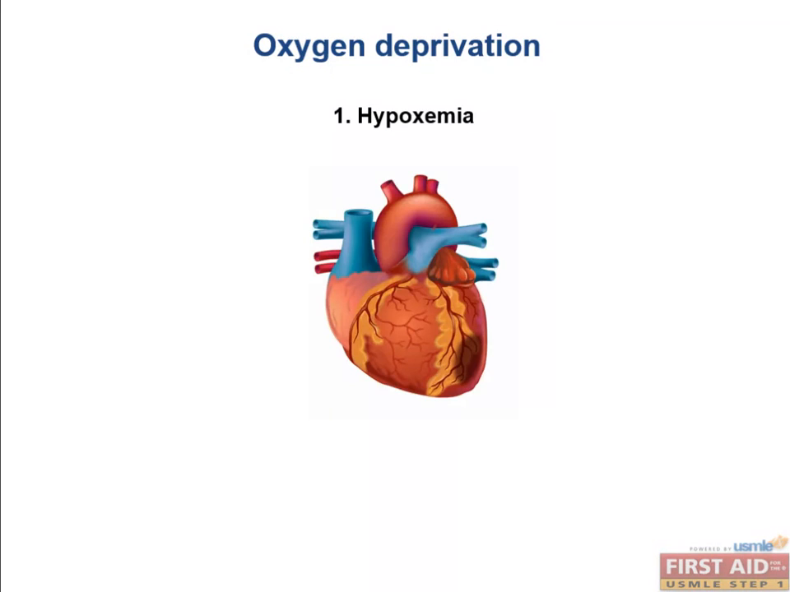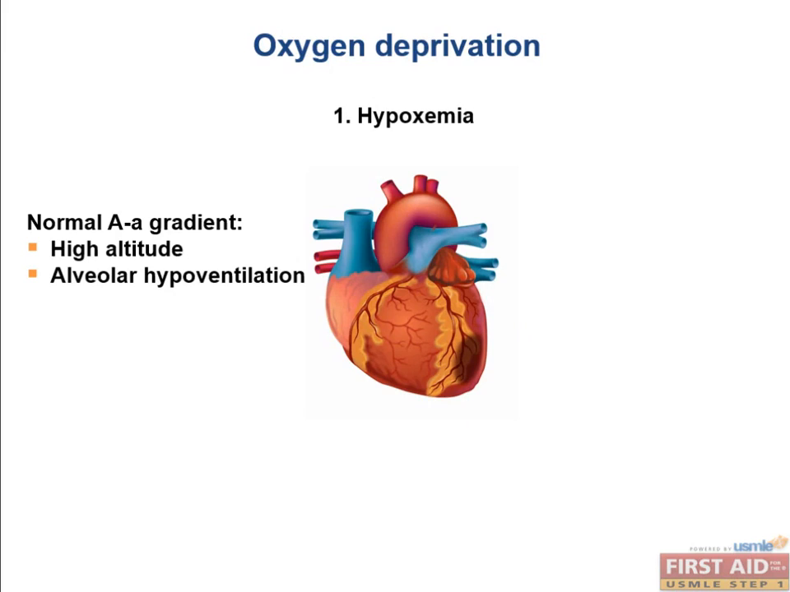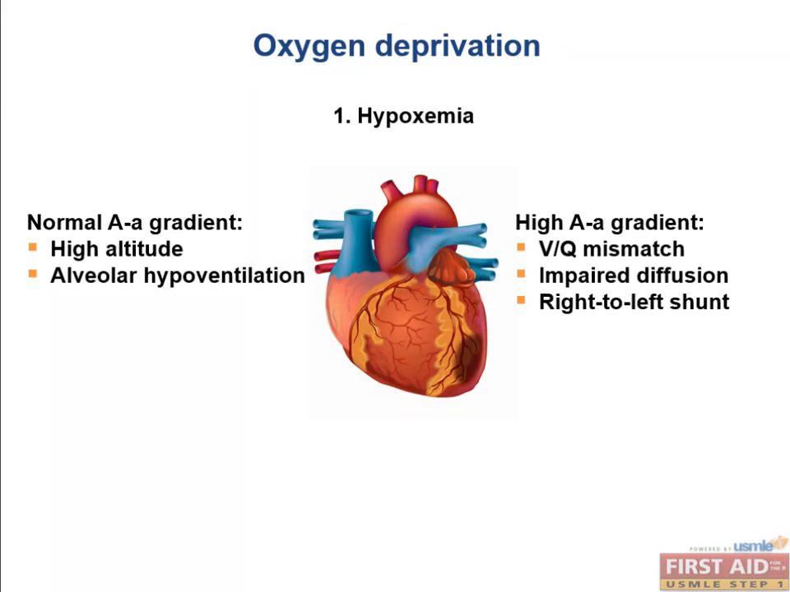It can be caused by things that decrease the amount of oxygen that enters the lungs with a normal AA gradient, such as high altitude or alveolar hypoventilation, or by things that prevent the oxygen in the lungs from entering the blood, such as a high AA gradient. This could include VQ mismatch, impaired diffusion, or a right-to-left shunt.